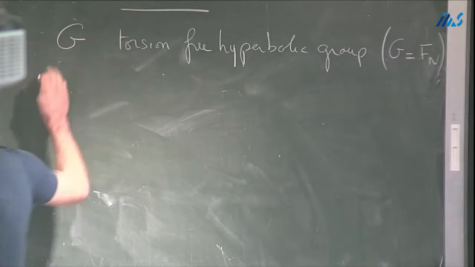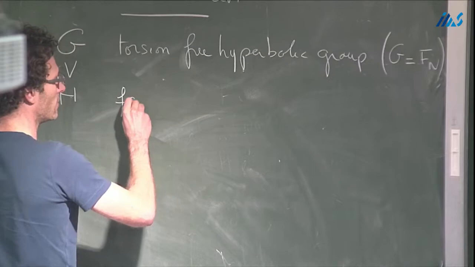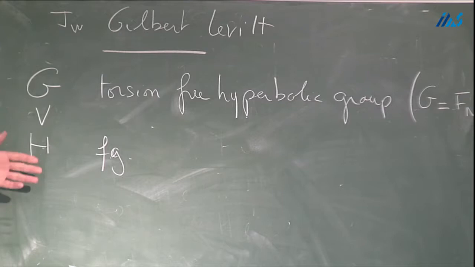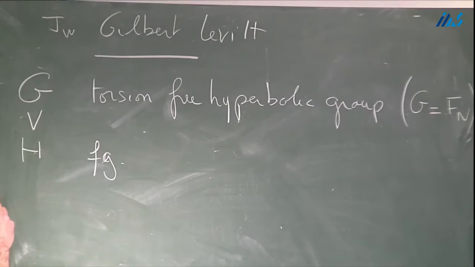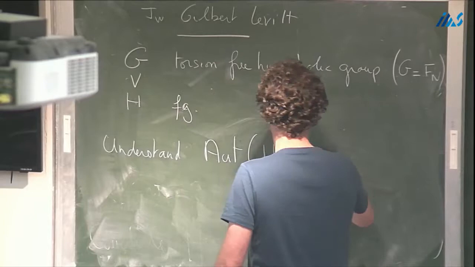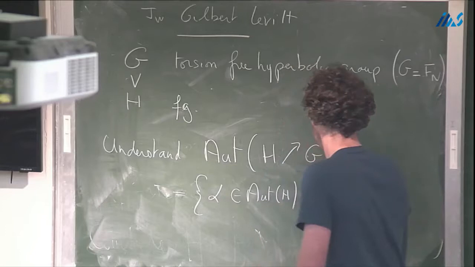And then you're given a subgroup H, finitely generated always, sometimes quasi-convex, but not always. And the question I would like to understand is the automorphisms of H that extend to G. So this notation is the set of automorphisms of H that extend to an automorphism of G.